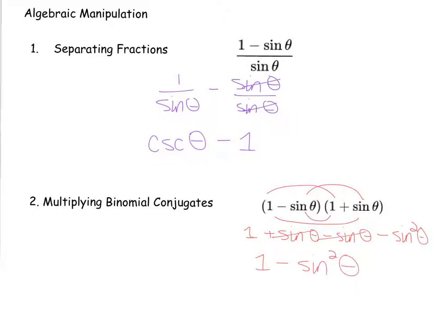sine squared theta. If you got real good at multiplying and doing FOIL, you may skip this step and go straight down here. What's important to remember when they're conjugates, when they're exactly the same, except for the plus and minus, those middle terms cancel, and you're left with the first term squared minus the second term squared.